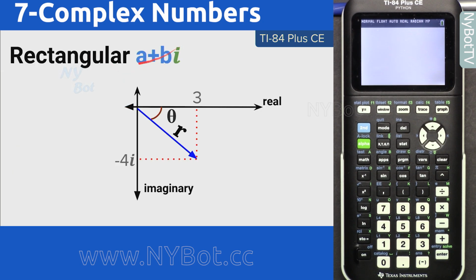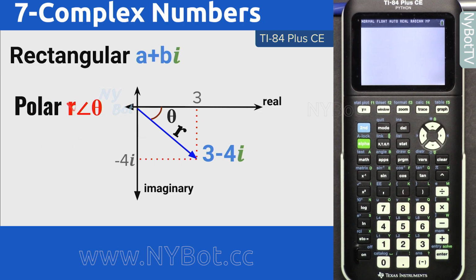Now for rectangular we use a plus bi, where a is the real value and bi is the imaginary. For example, in this case 3 is the real value for this point and minus 4 is the imaginary. As you can see, this is actually the y-axis, but in terms of complex we call it imaginary.